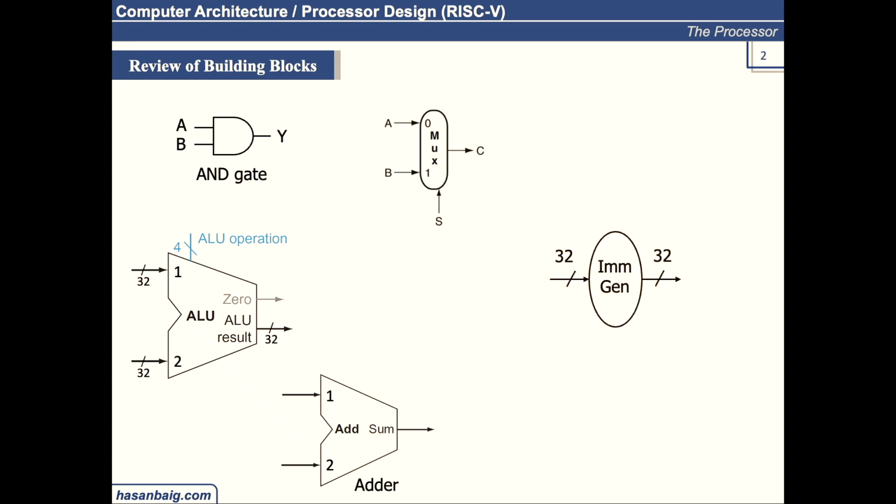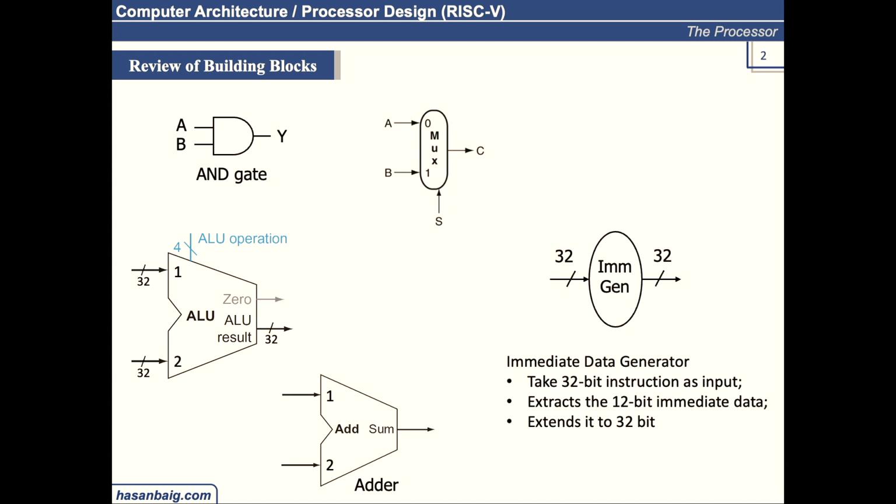Another important component that we are going to use is the immediate generator. It has a 32-bit input. It takes the 32-bit instruction. It will fetch the 12-bit immediate value. We are not going into the details of how it is going to do that, but it will fetch the 12-bit immediate value, sign extend it to 32-bit, and produce it here, place it here. So this is how the immediate generator would work.